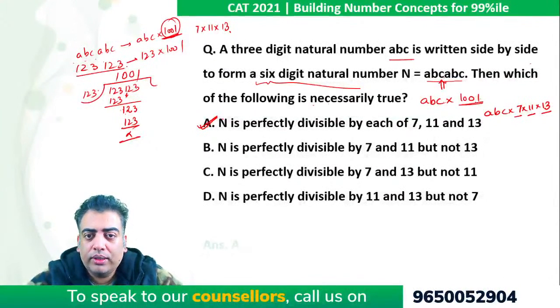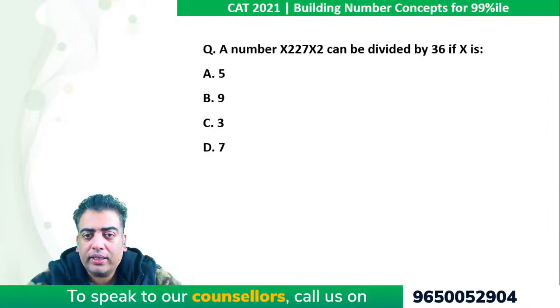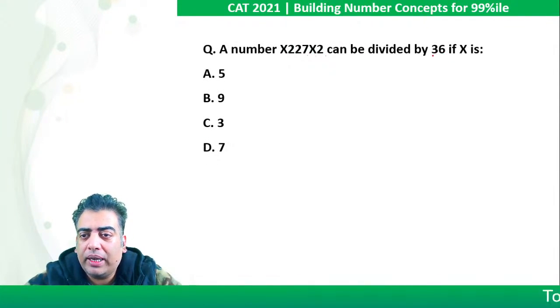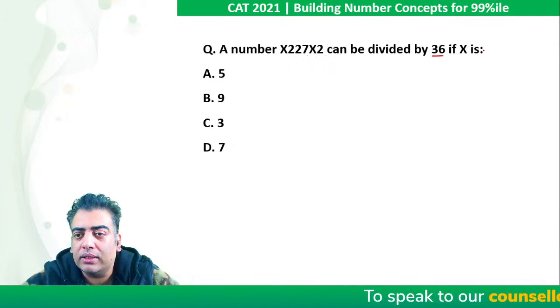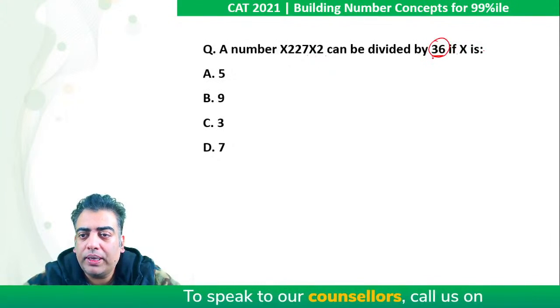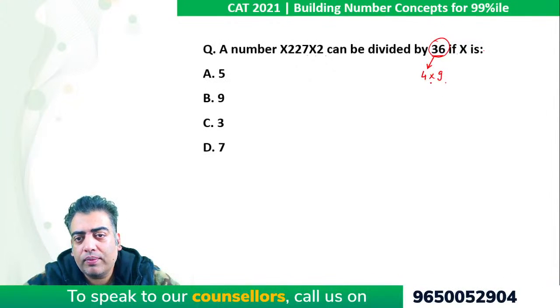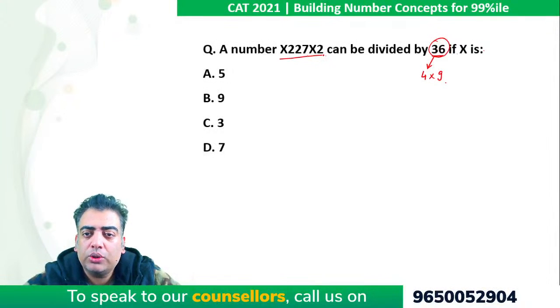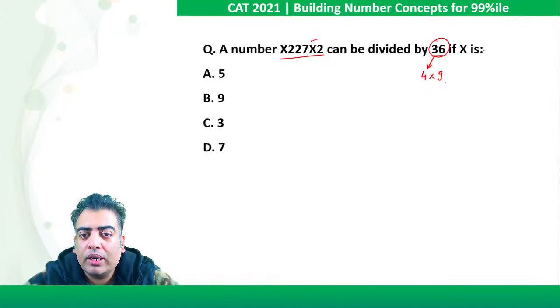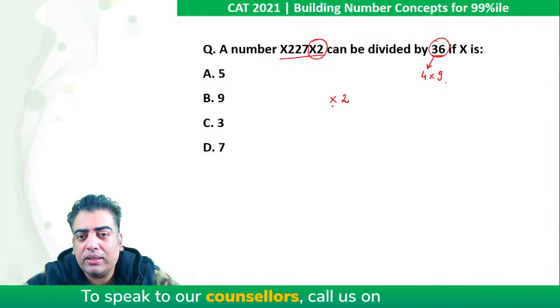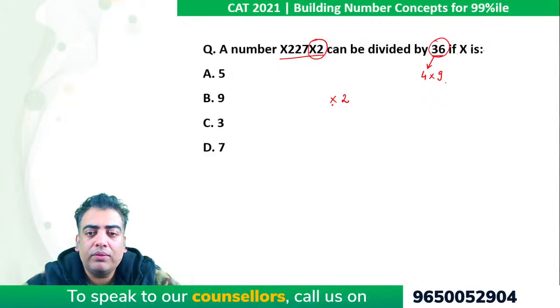Okay, so let's move on. Here it says a number x227x2 can be divided by 36 if x is. So this number should be written as a product of two co-primes, which are 4 and 9. So this number is divisible by 4 as well as by 9. The divisibility rule of 4 says the last two digits should be divisible by 4. Now we just need to think of possible values of x such that it is divisible by 4.